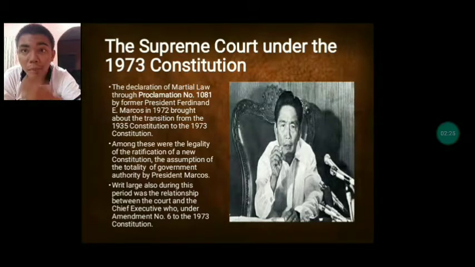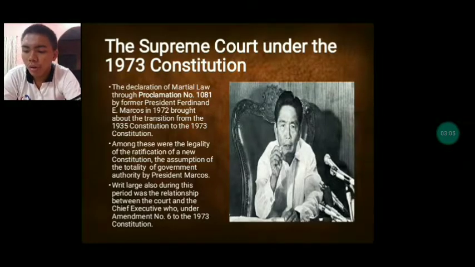Let's proceed to the Supreme Court under the 1973 Constitution. The declaration of martial law through Proclamation Number 1081 by former President Ferdinand E. Marcos in 1972 brought about the transition from the 1935 Constitution to the 1973 Constitution. It transformed the application of the court's composition and function.